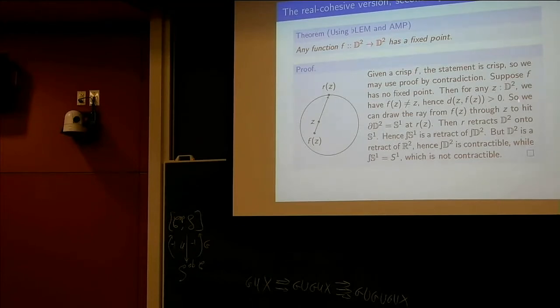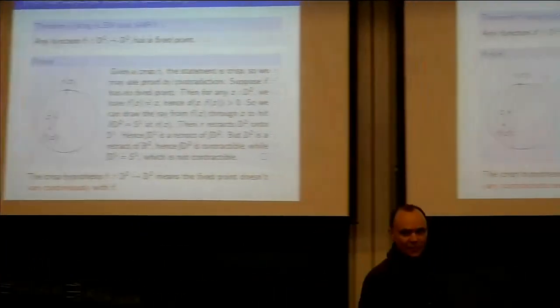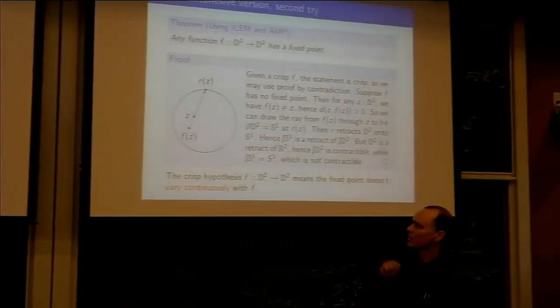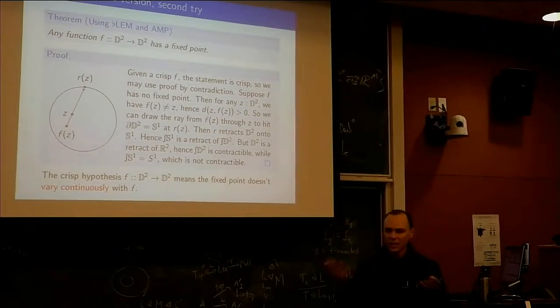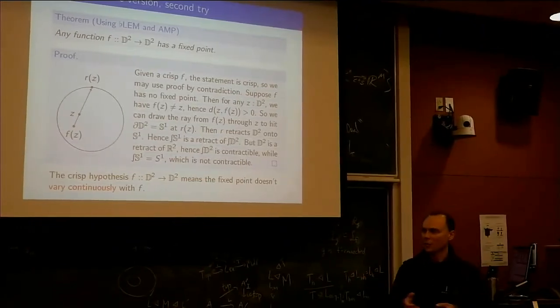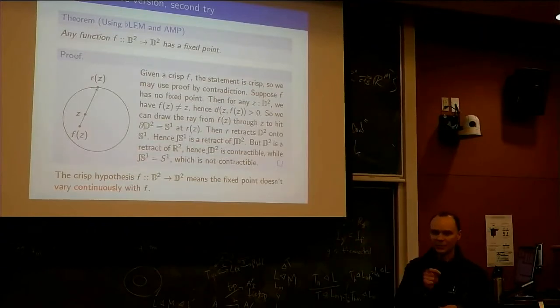And then we use the Markov's principle here to say these are actually apart from each other, so we can draw a line, and then we apply shape. The topological meaning of this, the fact that this hypothesis is crisp, as I said, means the fixed point doesn't vary continuously with the function f. And if we think topologically, that's exactly what we should expect, because the reason that a fixed point theorem like this fails to be just blanket true constructively is precisely that the fixed point can't be chosen to vary continuously.